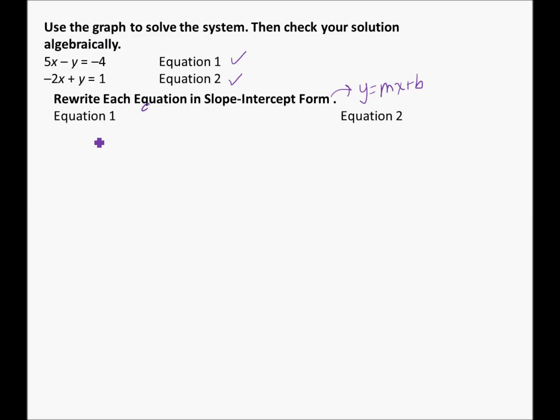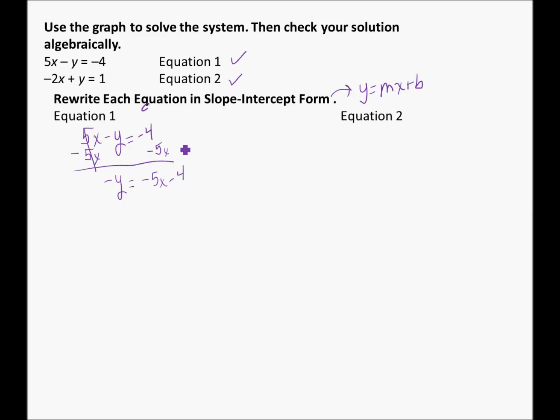So let's look at our first equation. We have 5x minus y equals negative 4. In order to get y by itself, the first thing I have to do is subtract 5x from each side. So I subtract 5x from this side, and I subtract 5x from this side. I get 5x minus 5x, which is 0, so that's why I cancel that out. I'm left with negative y is equal to negative 5x minus 4.